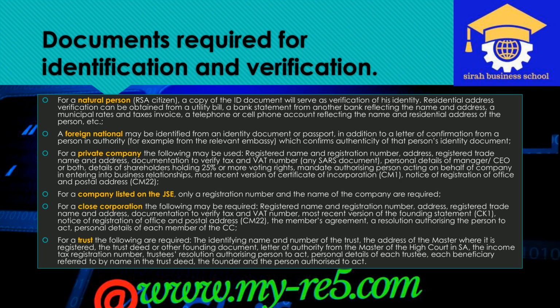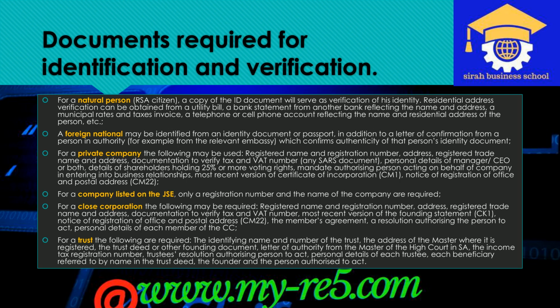For a close corporation the following may be required. Registered name and registration number, address, registered trade name and address, documentation to verify tax and VAT number, most recent version of the founding statement, CK1, Notice of Registration of Office and Postal Address, CM22, the Members' Agreement, a resolution authorizing the person to act, personal details of each member of the CC.